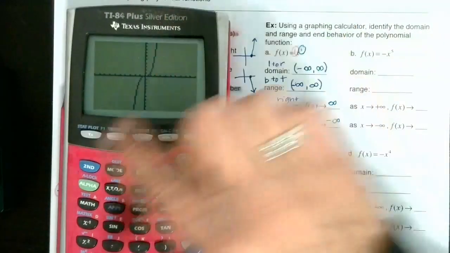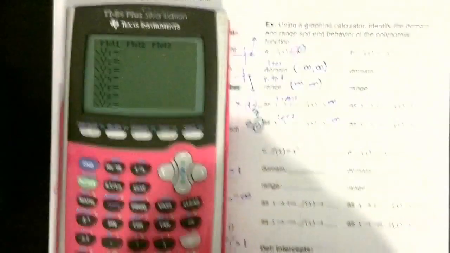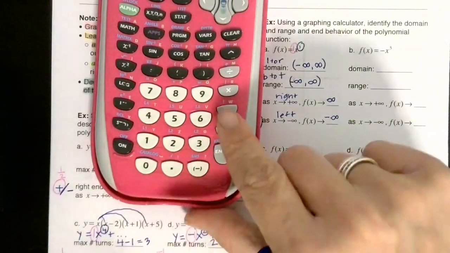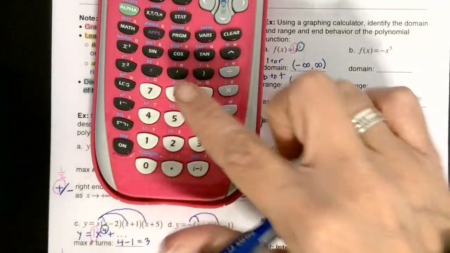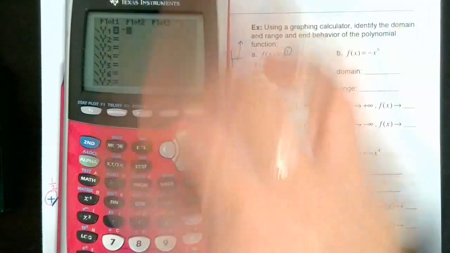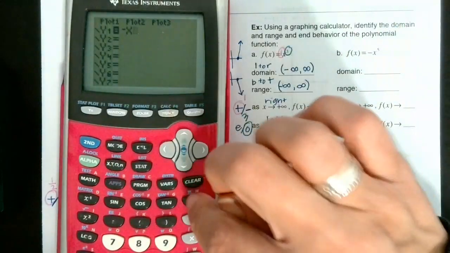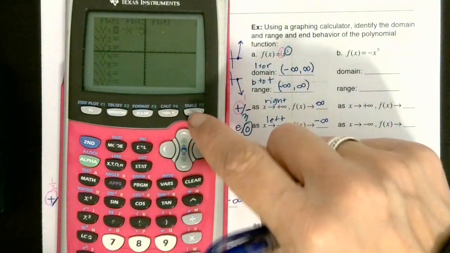We're going to hit y equals and then clear. The negative button is down here. If you hit minus, it won't work. It'll tell you you have an error. So negative, and then come back up to that x button, which is next to alpha, x to the 5th power. And anytime you want to see the graph, you're going to hit the word graph.